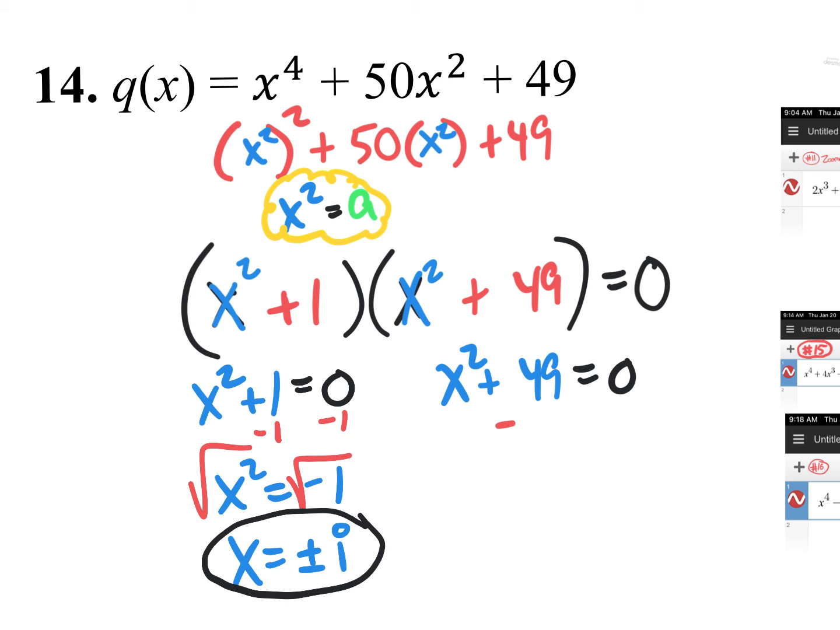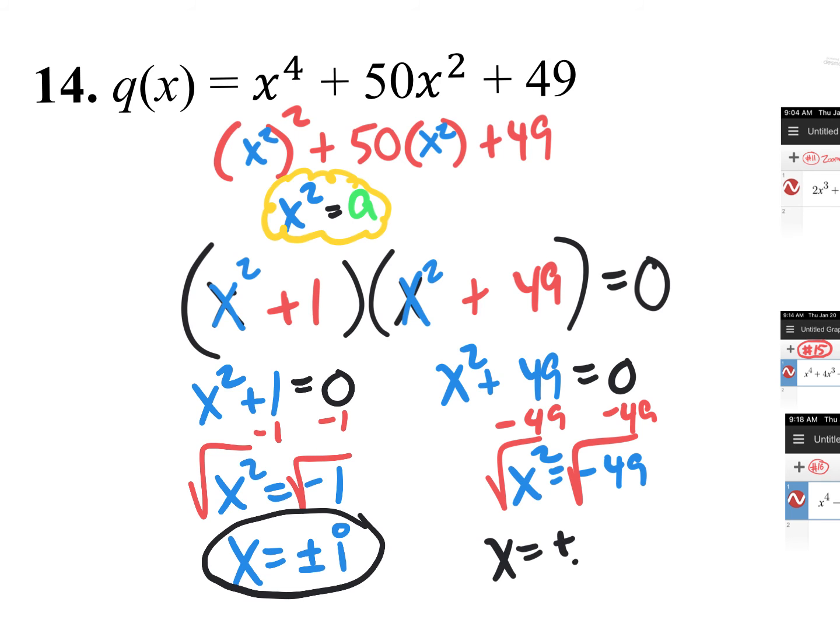Let's solve the other one. Subtract 49. We're going to end up with x squared equaling -49. We're going to apply a square root. And your answer will be x equals plus or minus what? 7i. And that's another 2 imaginary answers.